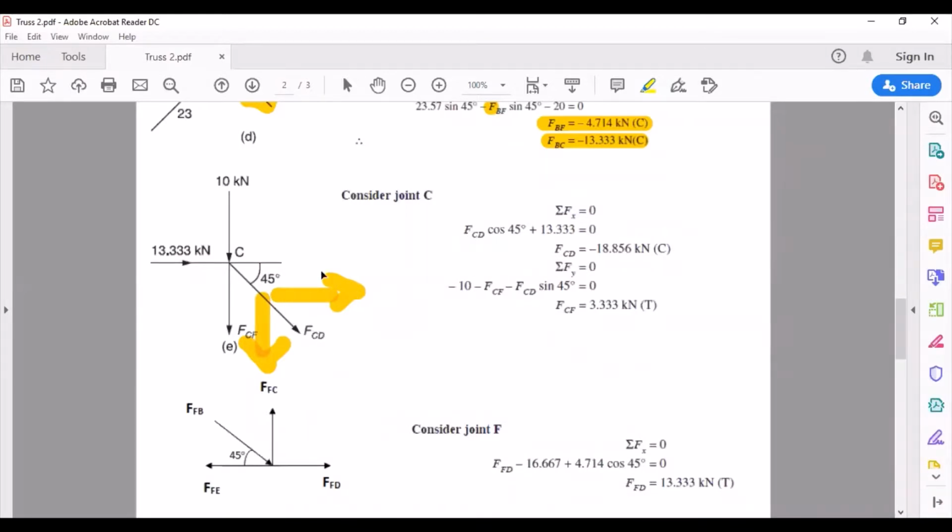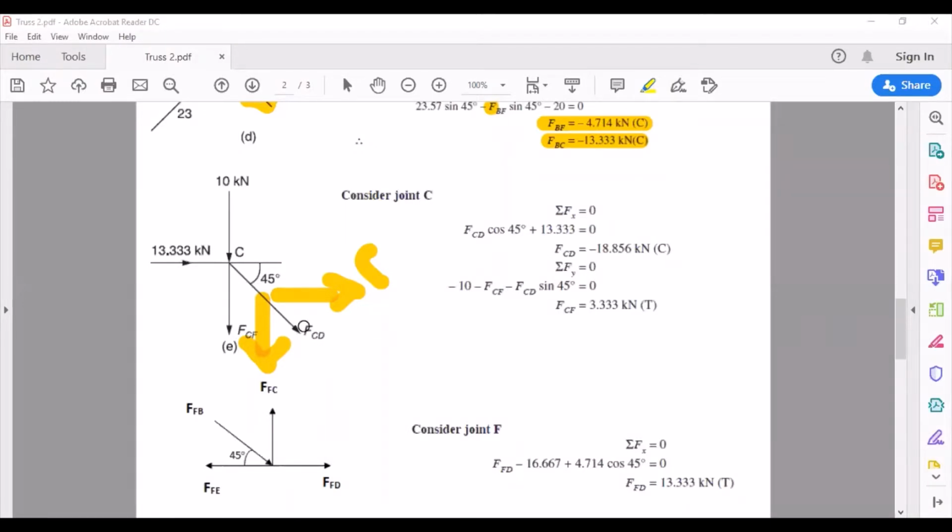The horizontal component of FCD is cos, because inclination is with respect to horizontal, and moving rightwards. So it will be FCD cos 45 with the positive sign. Again, this horizontal force which is already acting to the right is with the positive sign. So plus 13.33. Next, what happens if you rearrange the terms? FCD is equal to 13.33 divided by cos 45 with the negative sign, because this is positive, goes on the other side, becomes negative. And when you calculate, you will get FCD as negative, which means that this direction is to be changed.